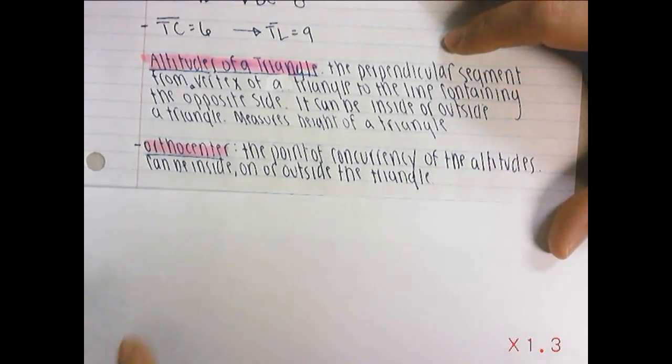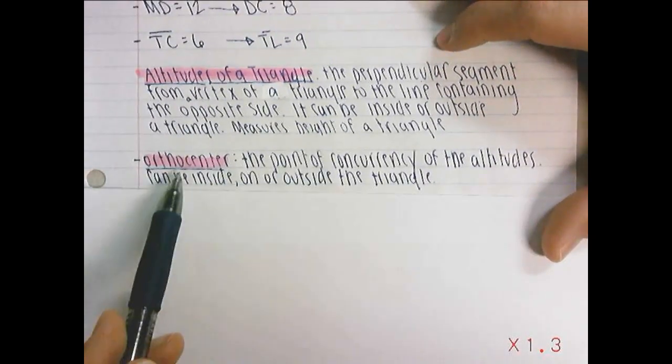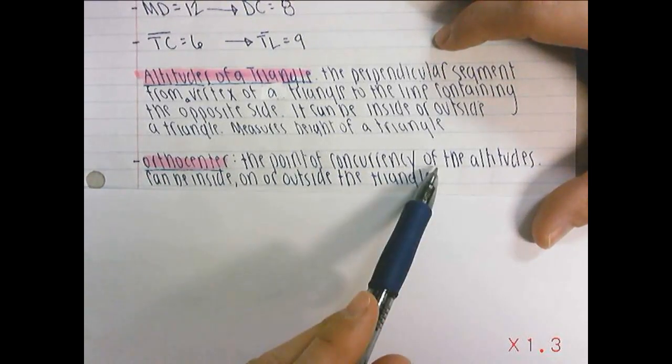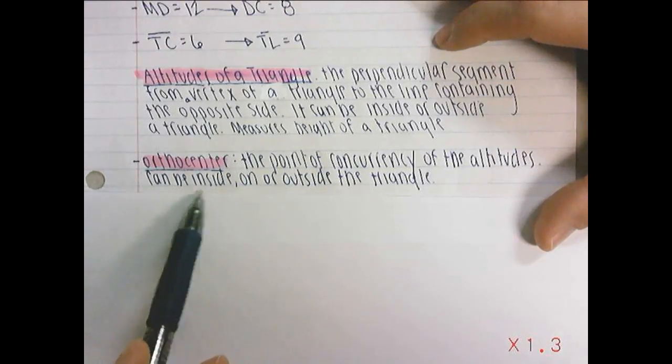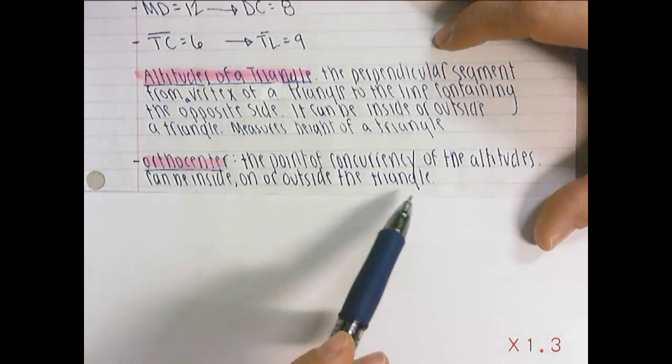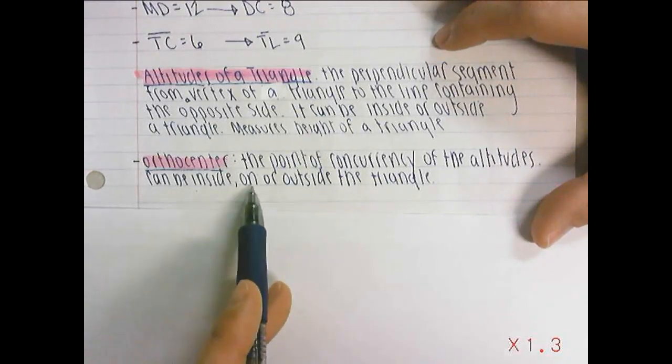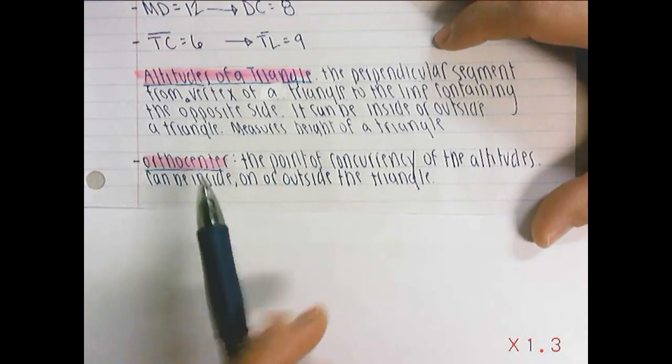The orthocenter is the special point where the altitudes meet. The point of concurrency of the altitudes, and it can be inside, on, or outside the triangle. That's important to know about the orthocenter. It can be inside, on, or outside the triangle.